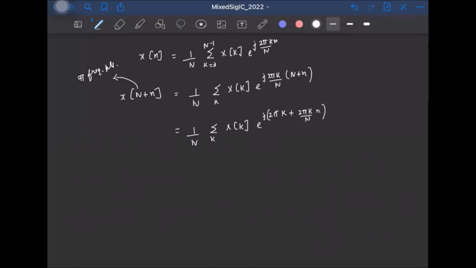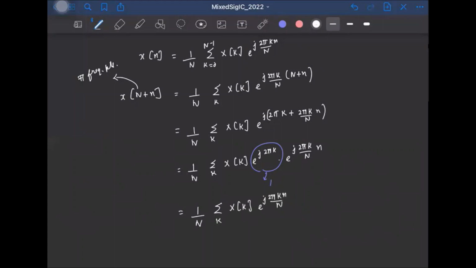Okay. So if I just simply expand it, I'll have x of k e power j 2 pi k n by N times e power j 2 pi k. And we know that this is equal to 1, right? So this finally reduces to summation over k x of k e power j 2 pi k n by N. And what is this equal to? This is simply equal to x of n, right? So what do we see? X of N plus n is the same as x of n, right?